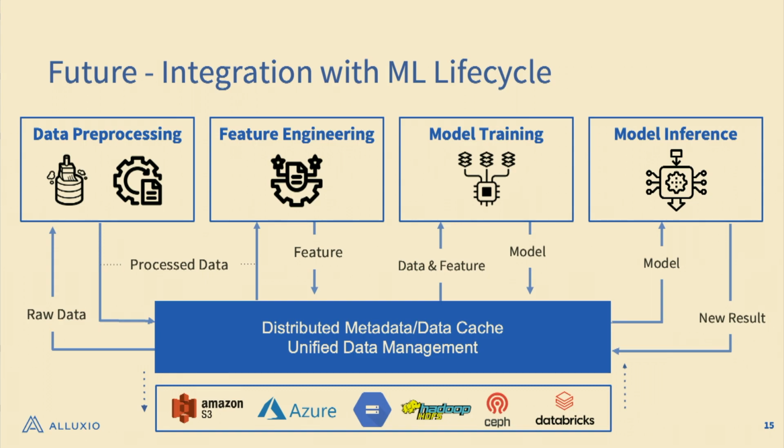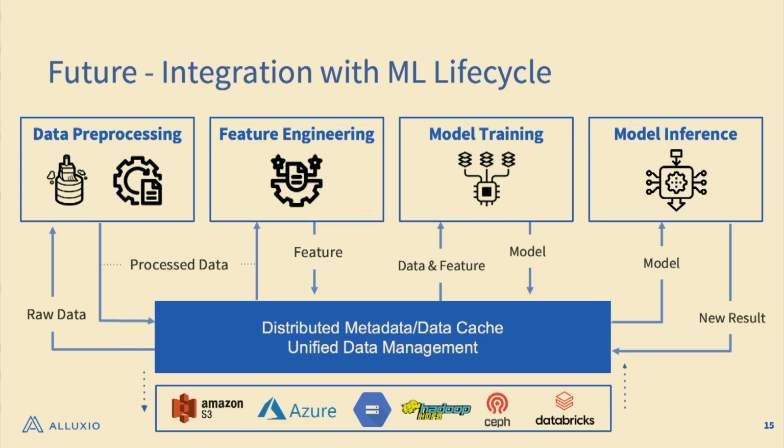But maybe we can go even a bit further, and integrate a unified data cache layer with different components in a machine learning life cycle. The components could be data preprocessing, feature engineering, model training, model inference, or model serving. For example, after the data preprocessing, the processed data could be written back to the cache and then be synchronized with the remote storage.